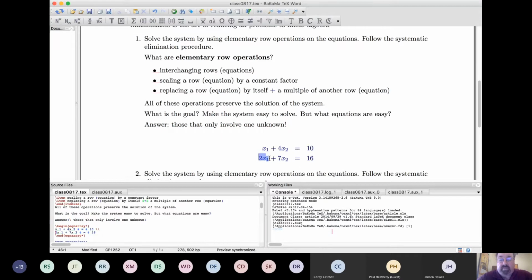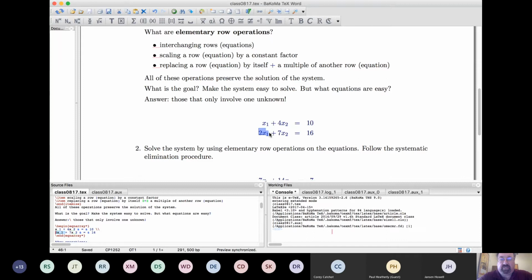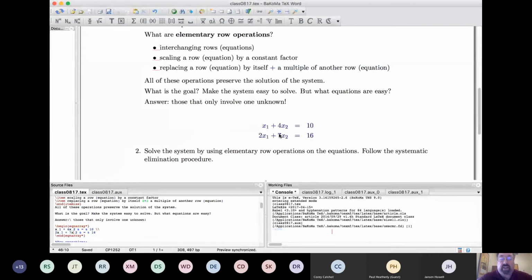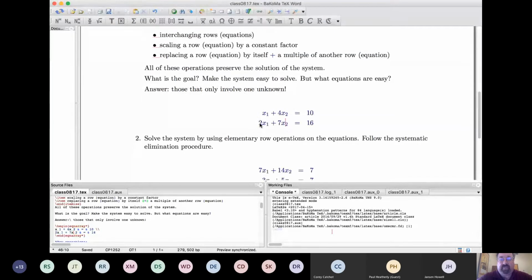For example, if I ignore the highlighted portion, as if it's just not there, I have instead 7x2 is equal to 16. That equation I can just go ahead and solve. I can divide both sides by 7, and I have x2 is equal to 16 over 7. A problem with this system is that both equations depend on both unknowns, x1 and x2. So with the idea in mind of what kind of system we'd like to have, if we could get even one of these equations dependent on only one unknown, then we're in good shape.